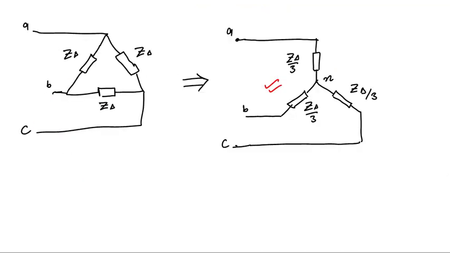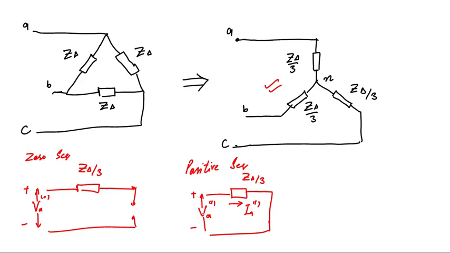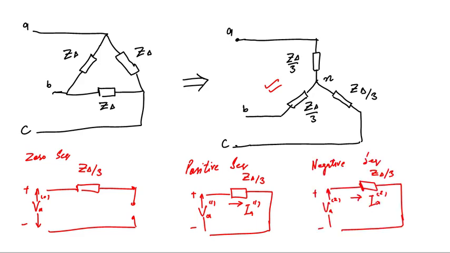Here we can develop the three equivalent circuits for the delta connection, starting from zero sequence. So that will be the zero sequence equivalent circuit. No current will flow here for zero sequence. For positive sequence, here is the positive sequence circuit, and then the negative sequence circuit of that delta connected load.